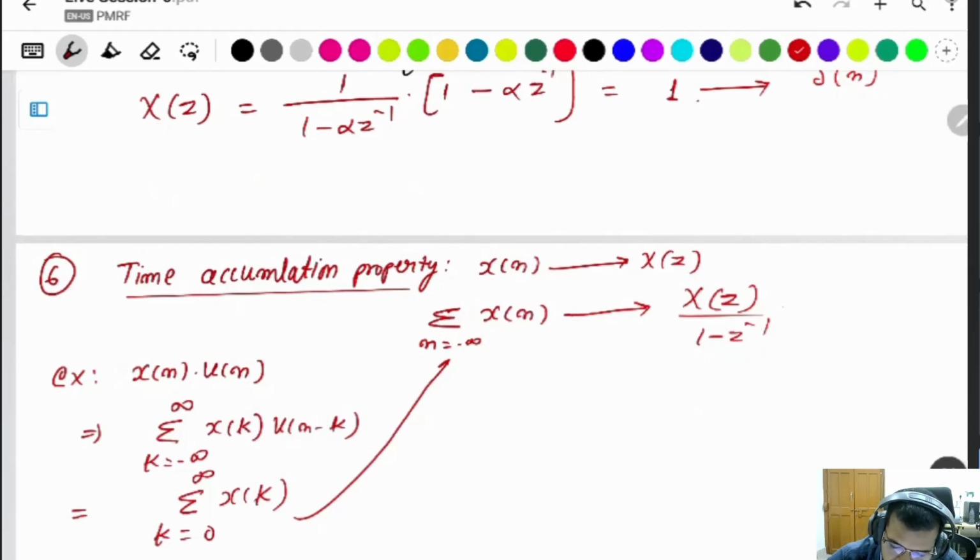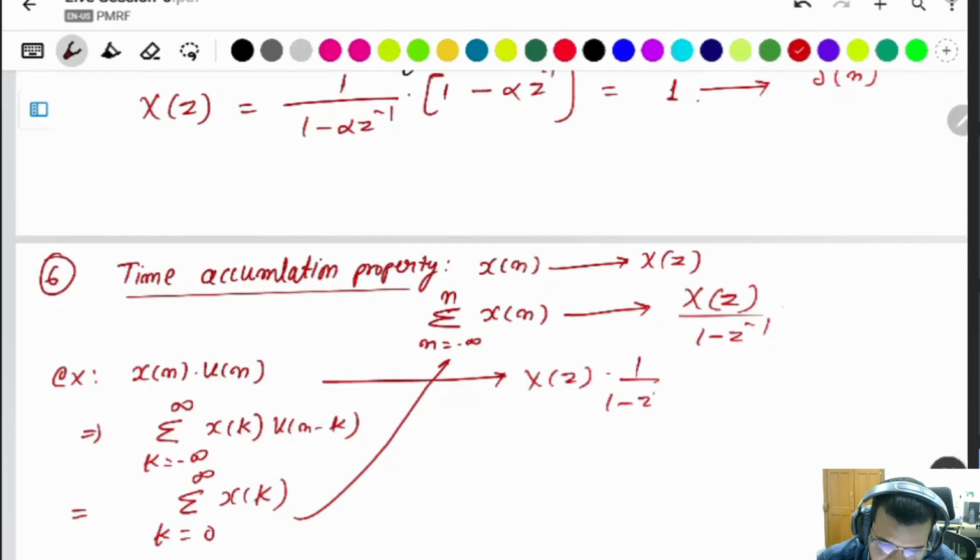This is not infinity, it's minus infinity to 0 for n. Sorry for this one. Something like that. That's why the z transform of this function, we can write as H(z) with u(n), 1 minus z inverse. Same thing is written as this one, because of this one, you can replace it by u(n).